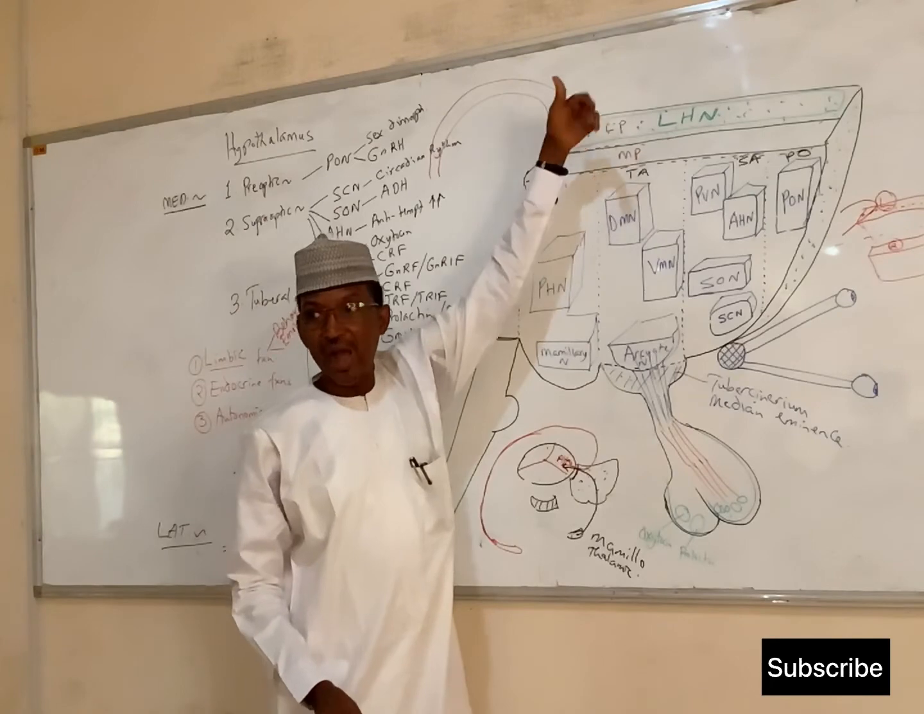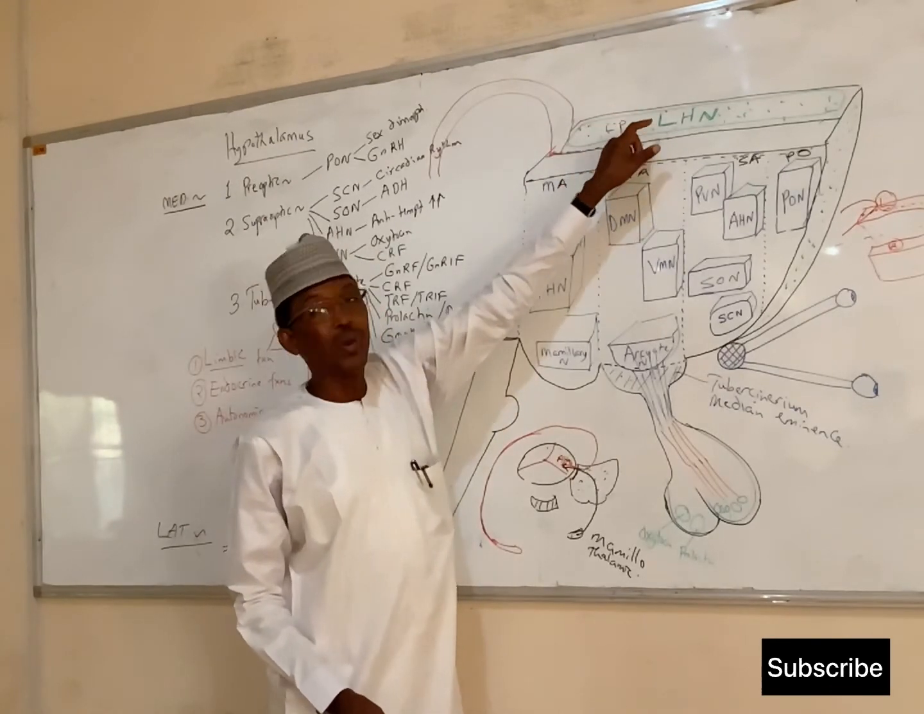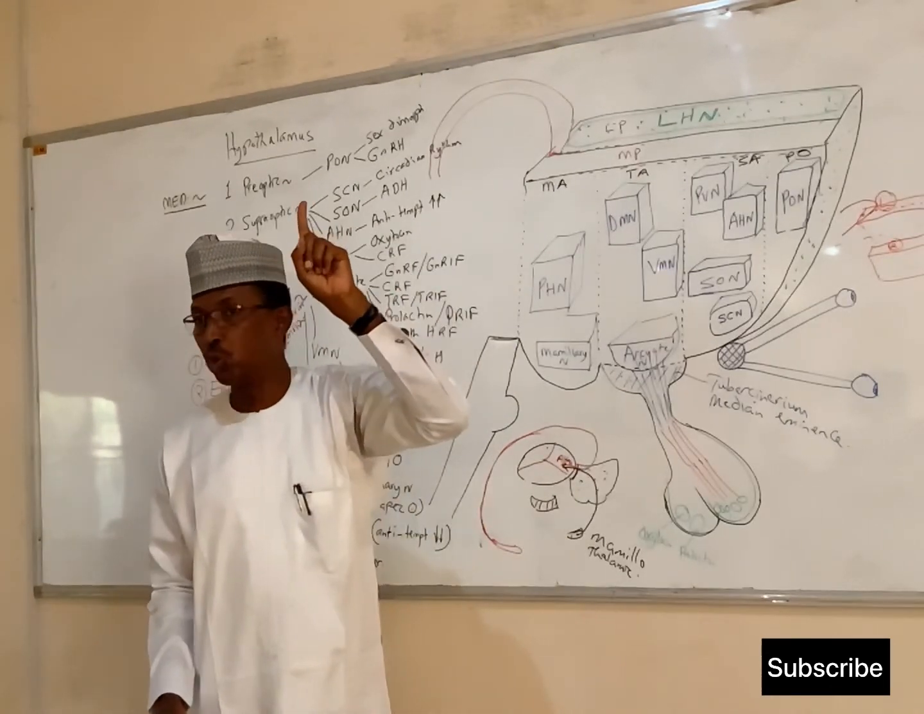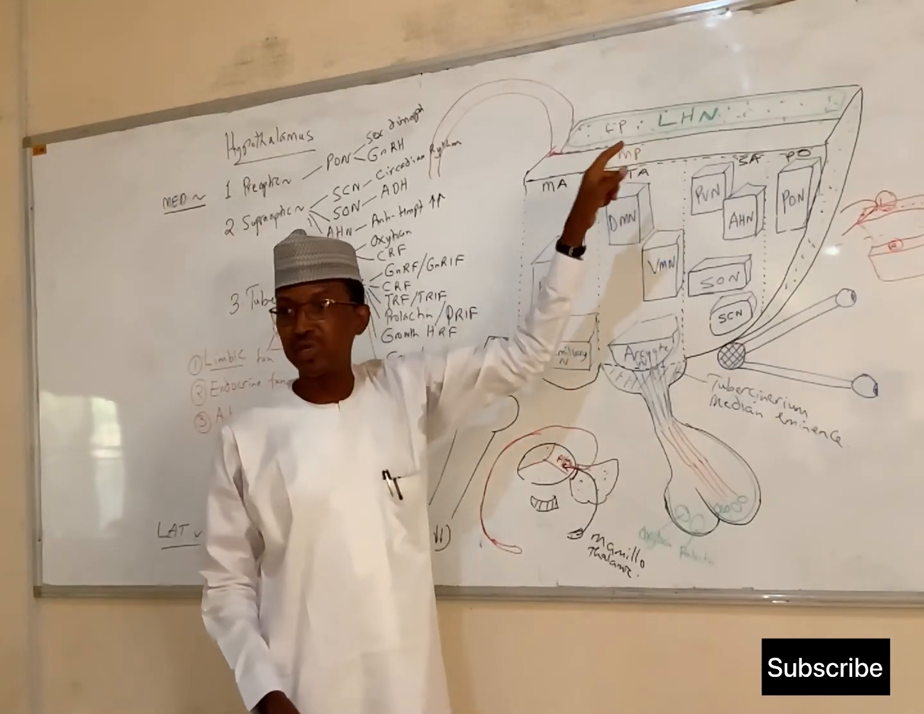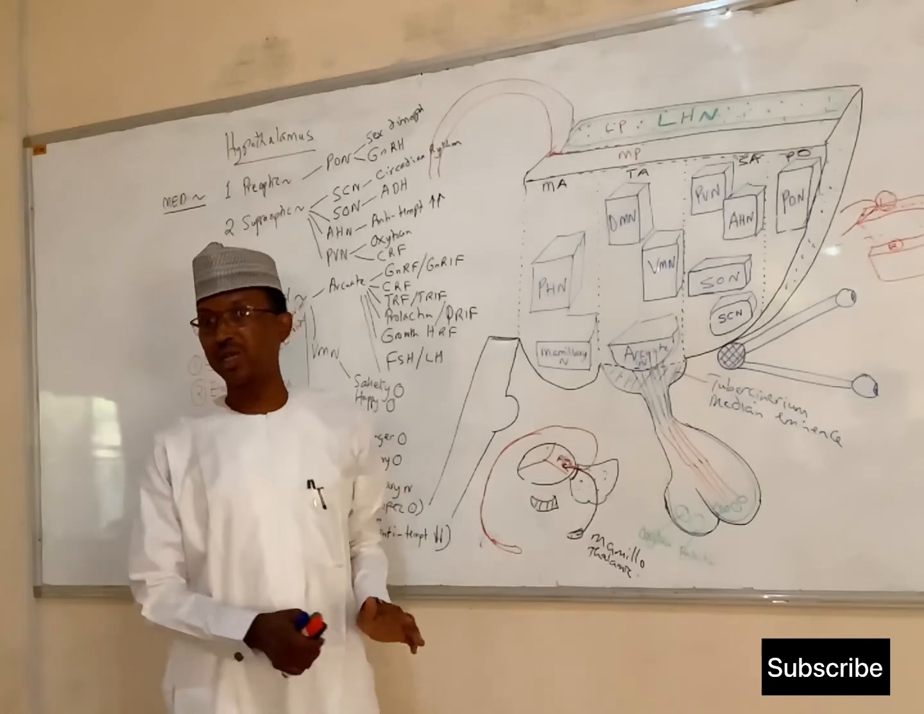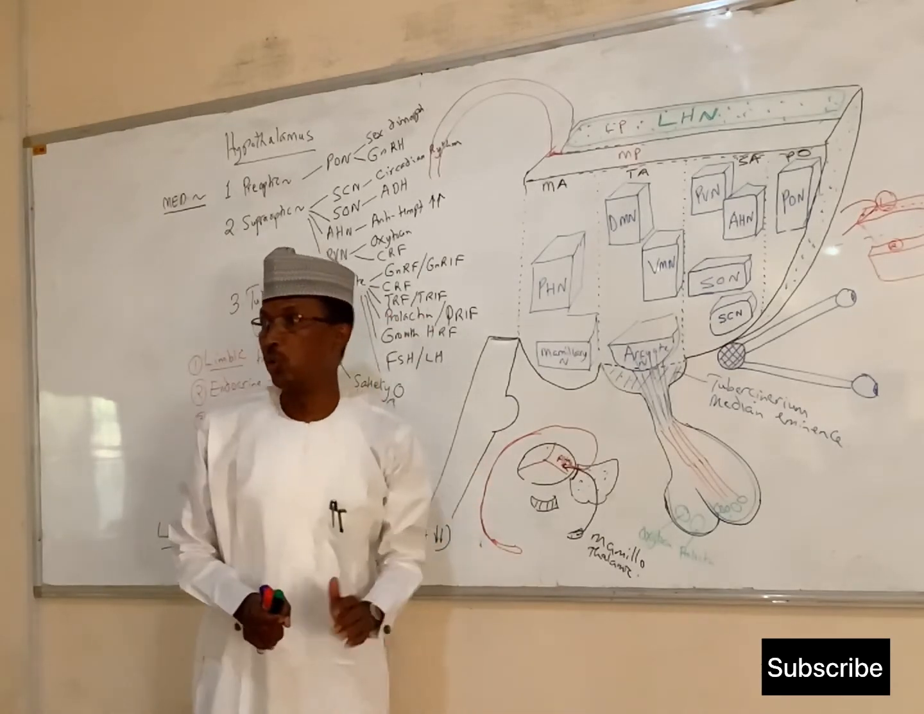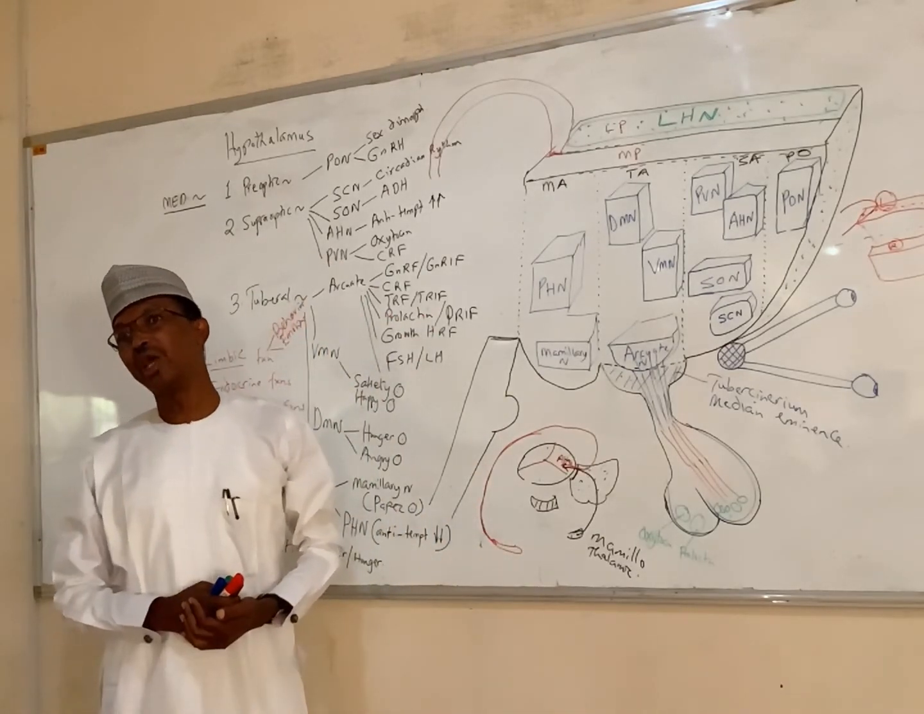In the lateral part of the hypothalamus, we only have one single large nucleus. That nucleus is called the lateral hypothalamic nucleus. So in a nutshell, these are the 11 nuclei that are found within the hypothalamus.